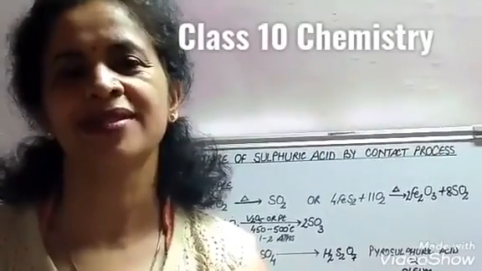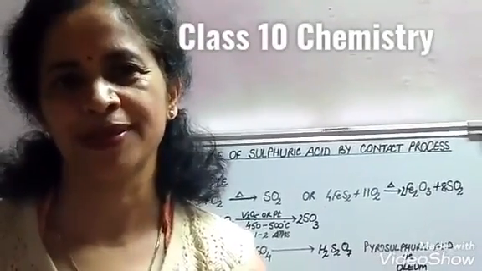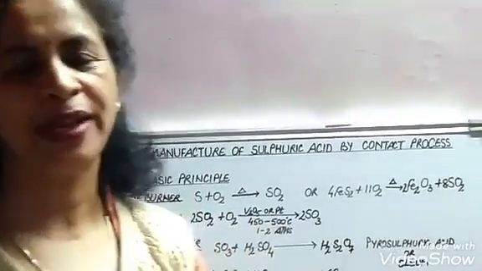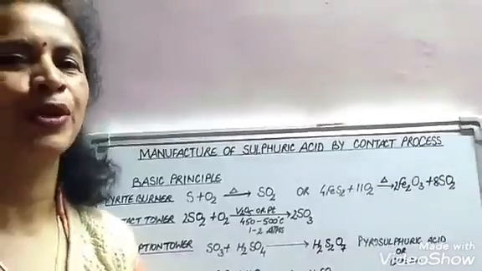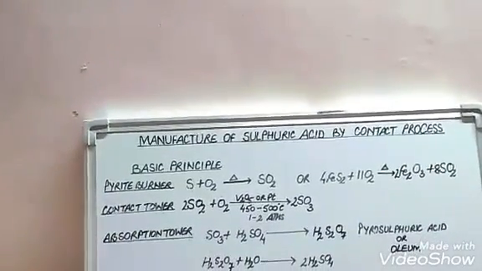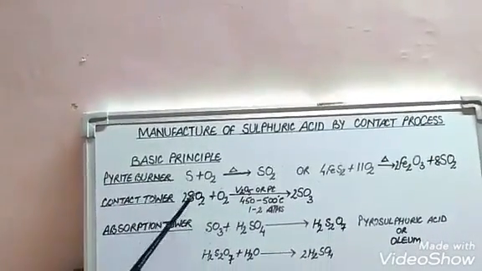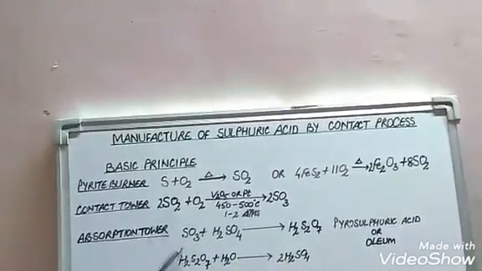Manufacture of sulfuric acid by contact process. Here I am going to explain how sulfuric acid is manufactured by contact process. This process involves three basic reactions.